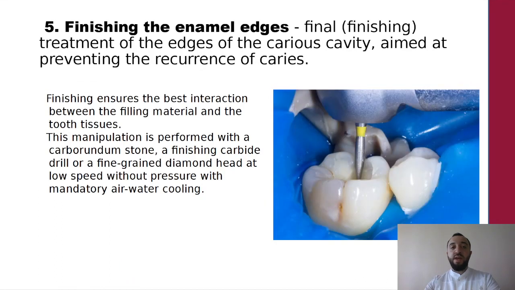5. Finishing the enamel edges. Final treatment of the edges of the carious cavity aimed at preventing the recurrence of caries. Finishing ensures the best interaction between the filling materials and the tooth tissue. This manipulation is performed with a carborundum stone, a finishing carbide drill, or a fine-grained diamond head at low speed without pressure with mandatory air-water cooling.